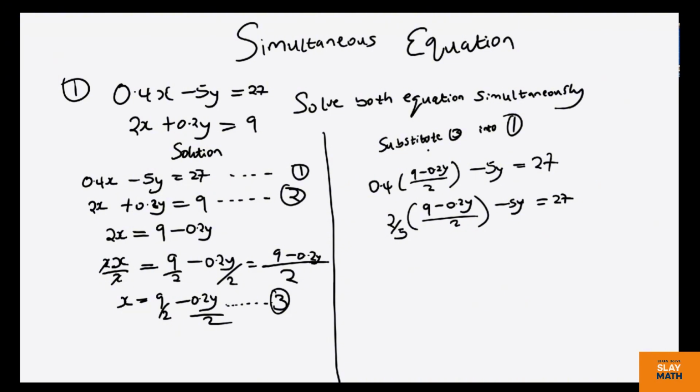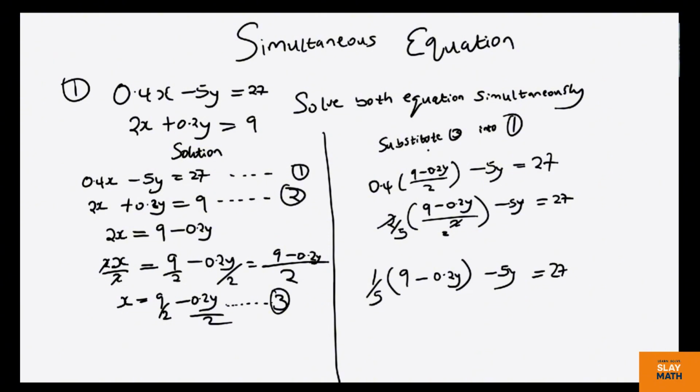So I can decide to open this bracket. And since 2 is multiplying through here, we can cancel out: these 2 cancel these 2. So we will now be left with 1 over 5 times 9 minus 0.2y, minus 5y equals 27.